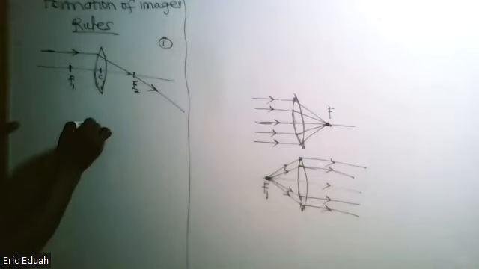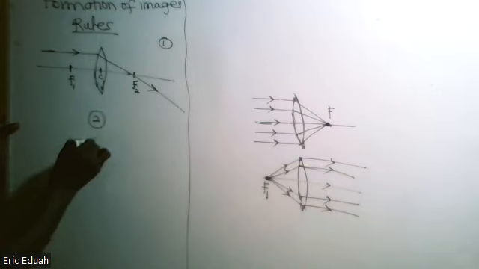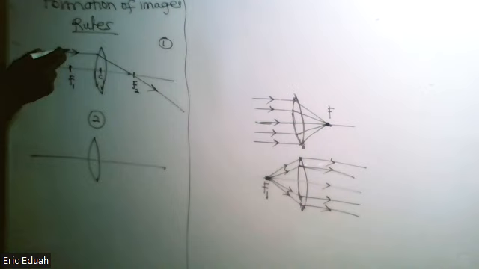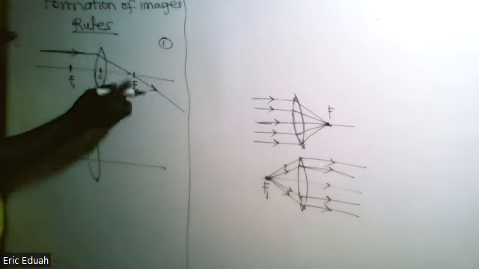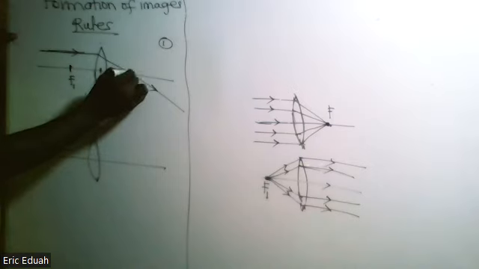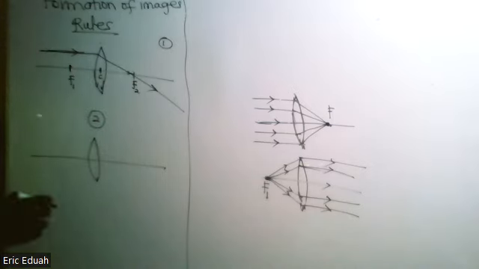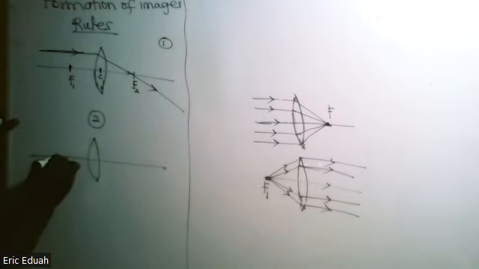Now, this is the first one. The second rule we are going to use is that. What was the first rule? A ray of light parallel to the principal axis, after refraction, would have to pass through the second principal focus. And that's what I've drawn on the board. Then the second rule.